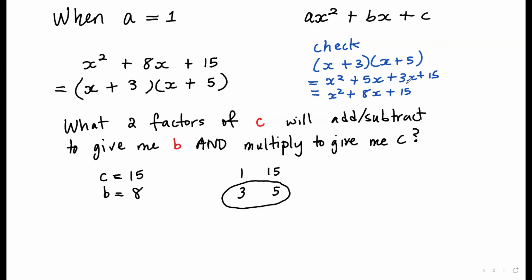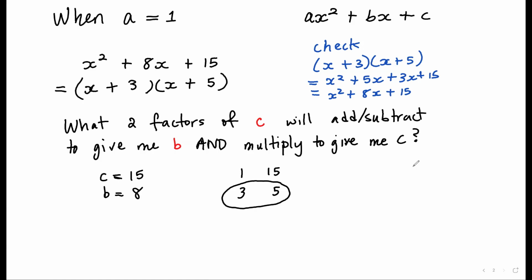All right, guys. These are the steps to factorize a quadratic in which the coefficient of x squared, that is a, is 1. You simply need to identify c and b. In this quadratic, c is 15, that's the constant, and b is 8. So you ask yourself, what two factors of c, that's 15, will add or subtract to give me 8, and at the same time multiply to give me 15. Like I said, I list the factors in pairs that multiply to give me 15 so that I'm just looking at the pairs in terms of whether they will add or subtract to give me 8.